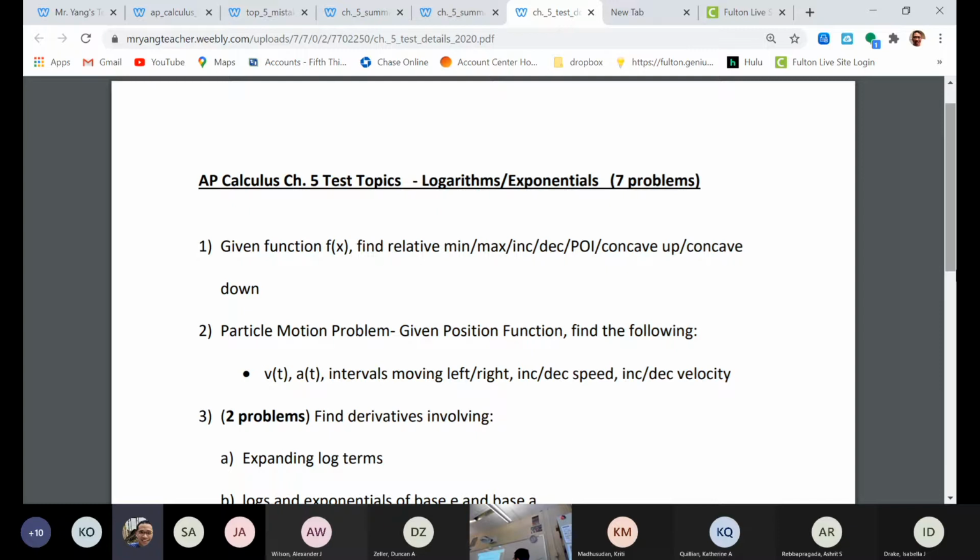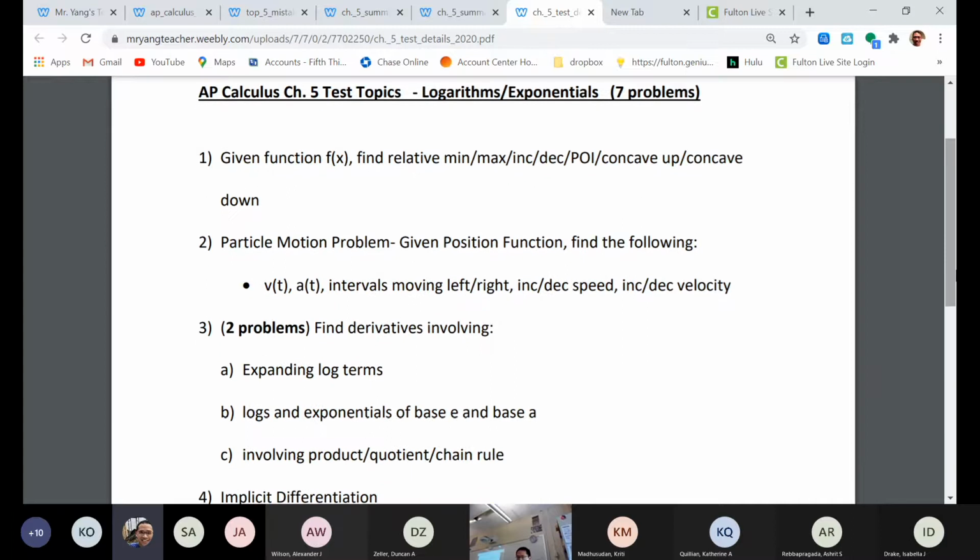Okay, so the second is particle motion. This is also an extended problem with multiple parts. We'll do one of these problems today, where I give you a position function, and then you have to find the first derivative and second derivative. The first derivative represents velocity. The second derivative represents acceleration. You create a velocity sign line, you create an acceleration sign line, and then using the sign lines, you can determine intervals moving left, moving right, motionless, or changing direction, increasing, decreasing speed, increasing, decreasing velocity. So we'll do one of these so you can see all the details involved there.